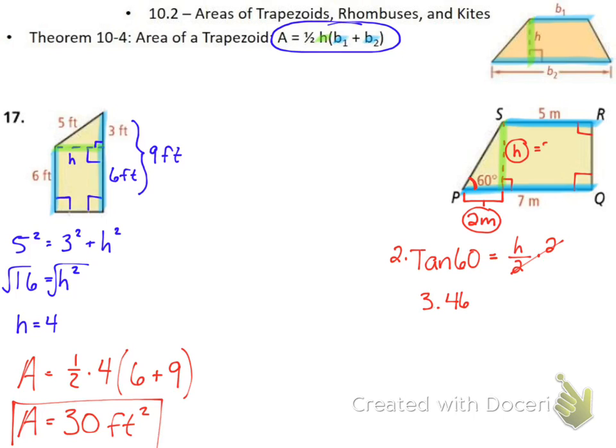So once I know my height is 3.46, now I have everything that I need to find the area. So I can go area is equal to 1/2 times my height, which is 3.46, and then I can add together the bases, which would be 5 and 7. When I do that, I get 0.5 times 3.46, and then add together 5 and 7, which is 12. I get 20.76. These are meters, and so these are square meters.